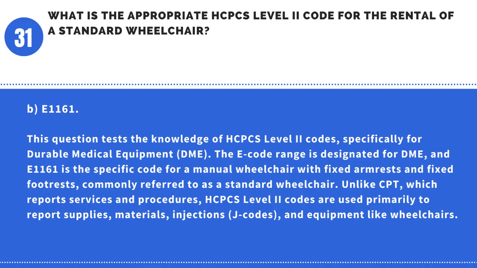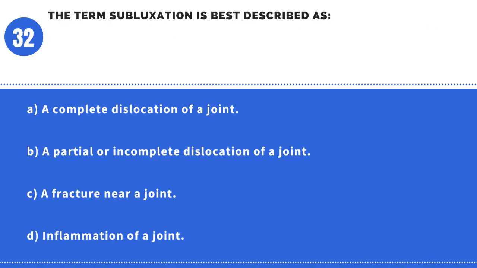E1161. This question tests the knowledge of HCPCS Level 2 codes, specifically for durable medical equipment, DME. The E-code range is designated for DME, and E1161 is the specific code for a manual wheelchair with fixed armrests and fixed footrests, commonly referred to as a standard wheelchair. Unlike CPT, which reports services and procedures, HCPCS Level 2 codes are used primarily to report supplies, materials, injections, J-codes, and equipment like wheelchairs.